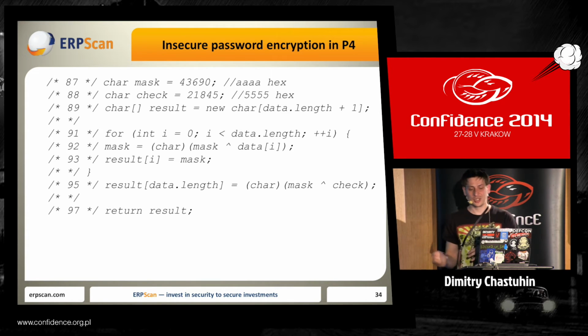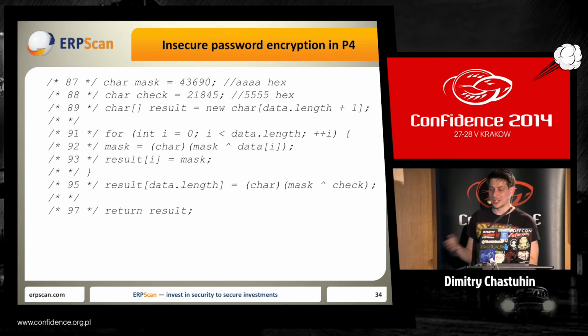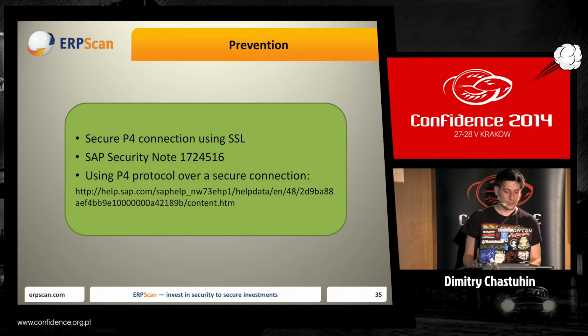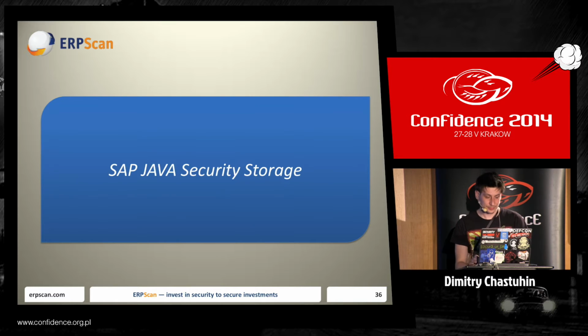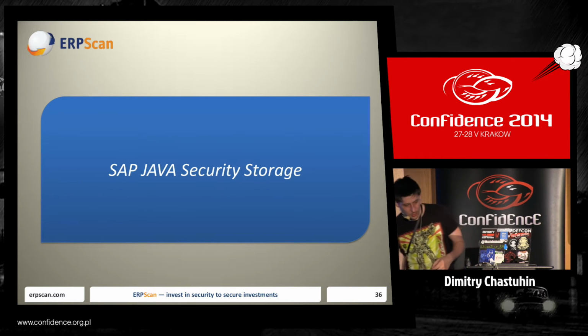Because Visual Admin is a Java application, we can easily decompile it and understand which encryption is used. As you can see, all password characters are XORed with a static hex value, 0xAA. And once again, this key is hard-coded in all versions of Visual Administrator. So now the attacker knows the key, and he can easily decrypt the intercepted user password. And again, a few prevention measures.